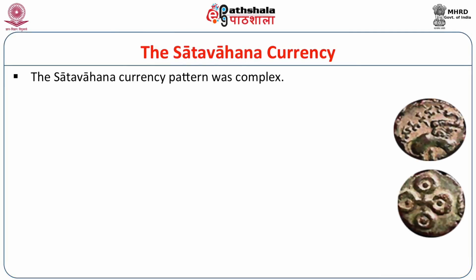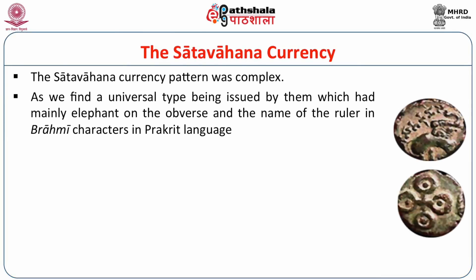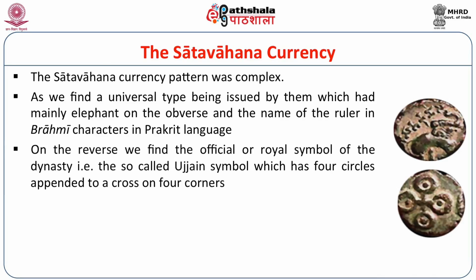The Satavahana currency pattern is quite a complex one. We find a universal type issued by the Satavahanas, and this universal type has, on the obverse, an elephant and the name of the Satavahana ruler, and on the reverse a particular symbol which has 4 circles and a cross. At the end of the cross you have 4 concentric circles, and this is known as the Ujjain symbol.